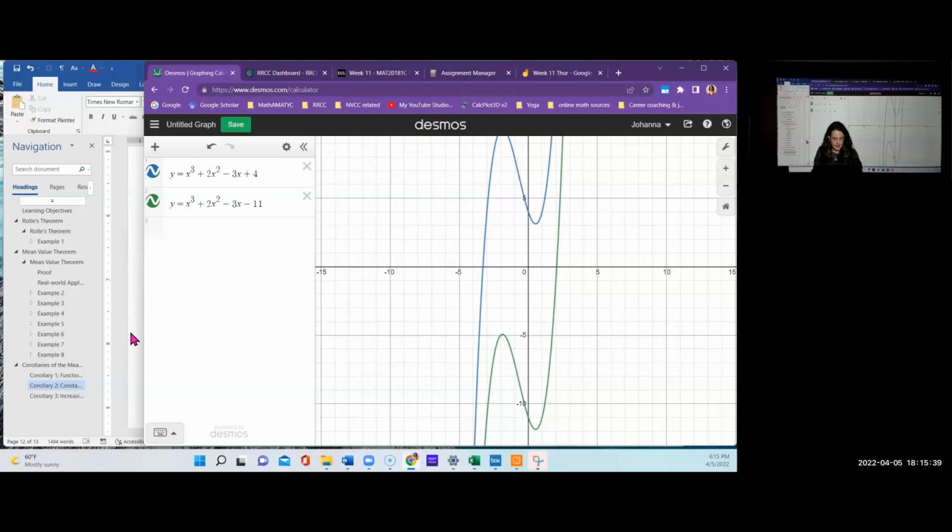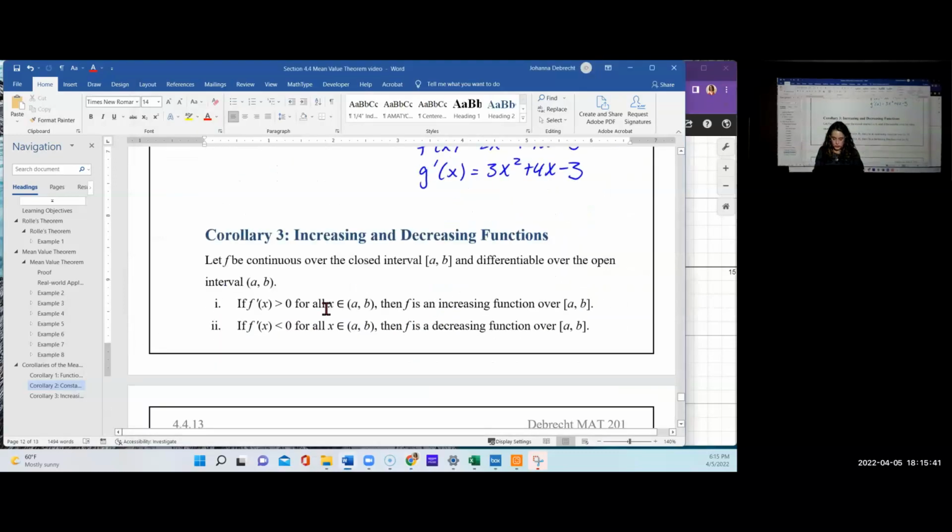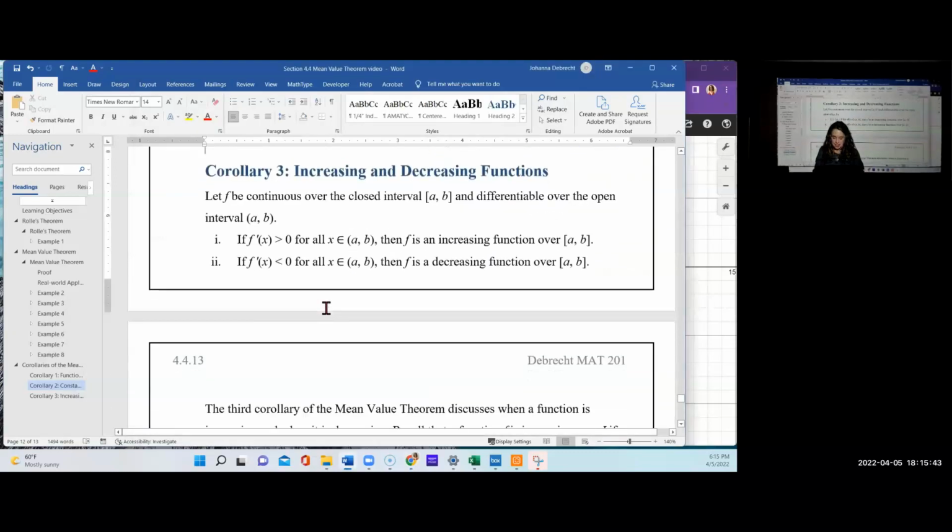Let's take a look at the last corollary, which is corollary 3, the one I started to do, which is applying to increasing and decreasing. We need a function that's continuous over a closed interval and differentiable over an open. Sounds like the mean value theorem.